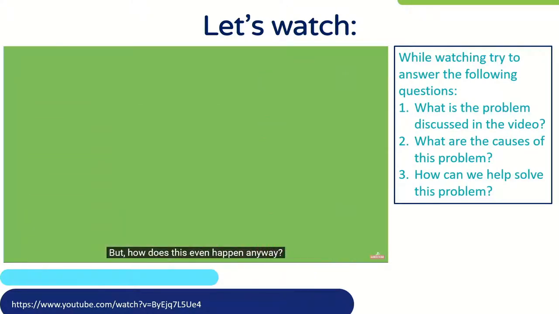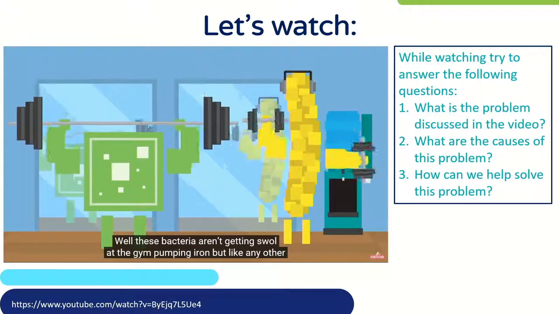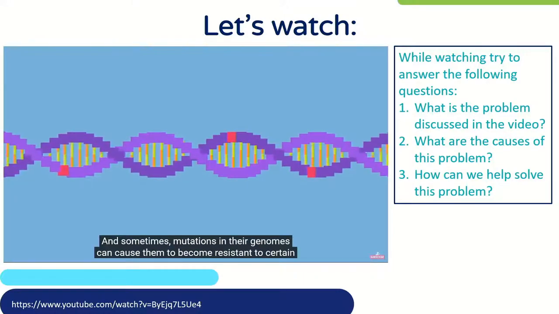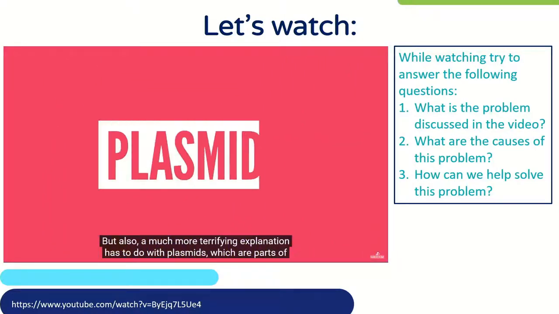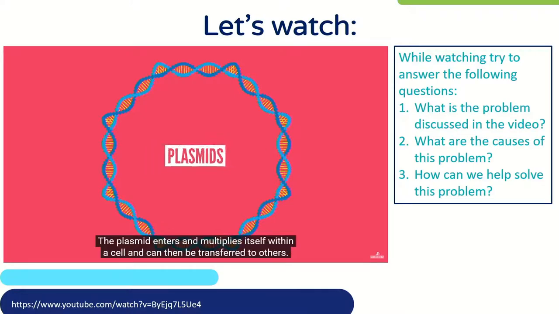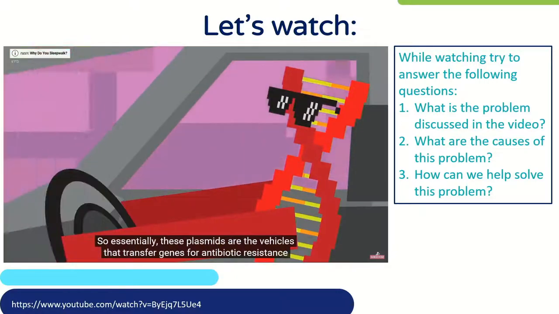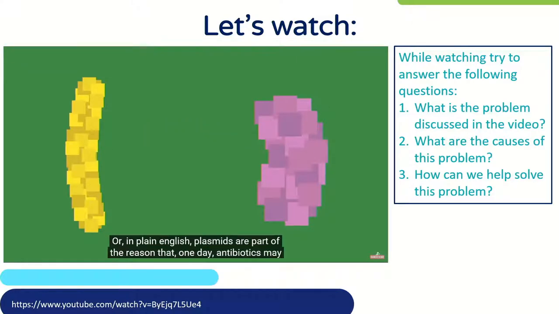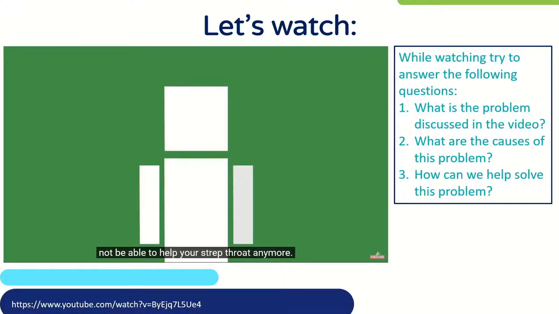But how does this even happen anyway? What's causing these bacteria to become resistant to different types of antibiotics? Well, these bacteria aren't getting swole at the gym pumping iron, but like any other living creature, they are evolving. And sometimes mutations in their genomes can cause them to become resistant to certain antibiotics. But also, a much more terrifying explanation has to do with plasmids, which are parts of the bacterial DNA. The plasmid enters and multiplies itself within a cell and can then be transferred to others. So essentially, these plasmids are the vehicles that transfer genes for antibiotic resistance between different bacterial species. Or in plain English, plasmids are part of the reason that one day, antibiotics may not be able to help your strep throat anymore.